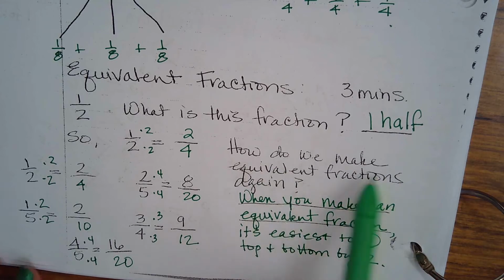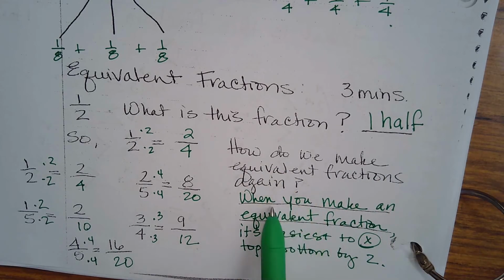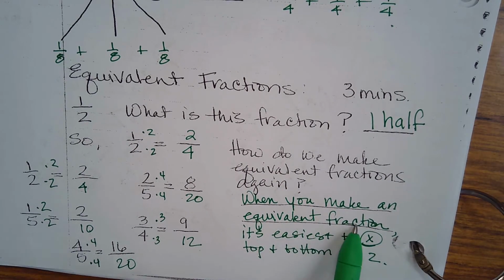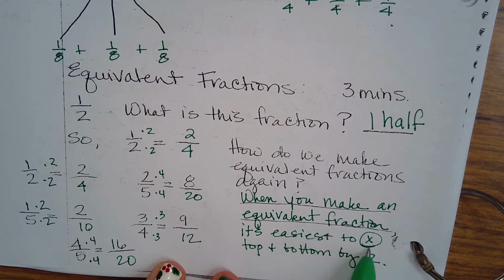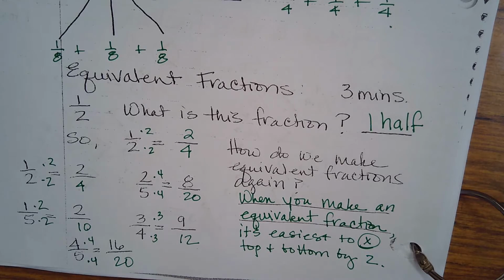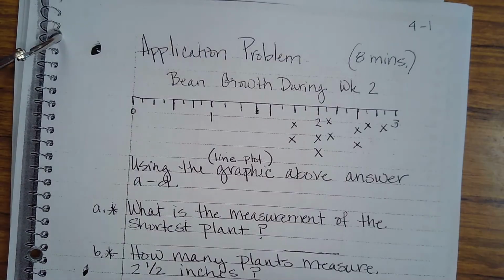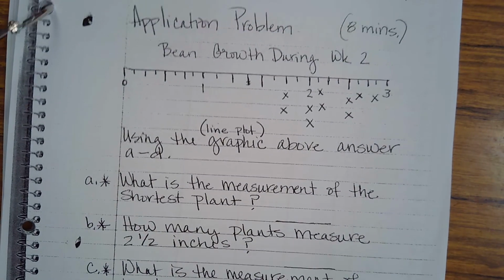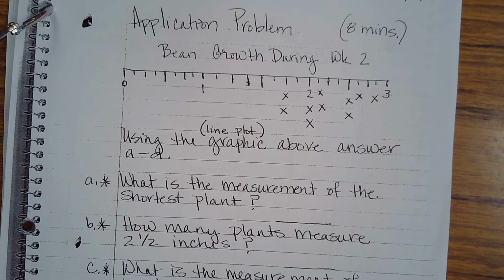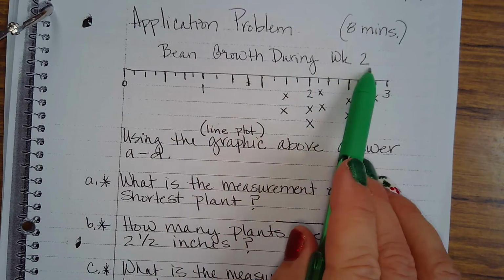Then, how do we make equivalent fractions again? When you make an equivalent fraction, it's easiest to multiply the top and bottom by 2, right? Easiest way. All right, let's go to our application problem, because this problem is going to require a little thought here. So our application problem: bean growth during week 2.